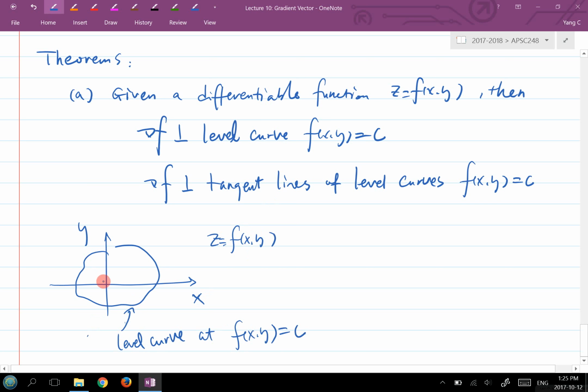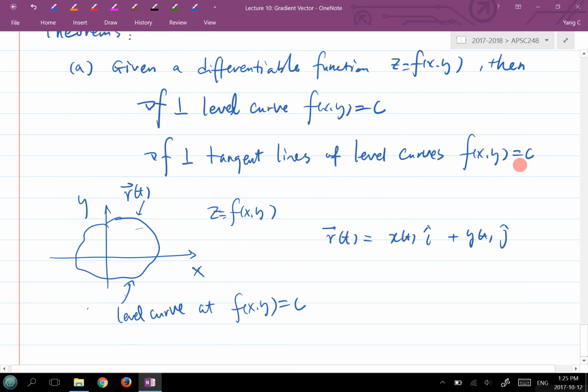Now suppose the whole curve, or even just a part of the curve, you can describe using a parametric equation r(t), because it's a curve in 2D, right? So you can always describe that using a parametric equation r(t) here. So my r(t) could be some kind of parametric equation.